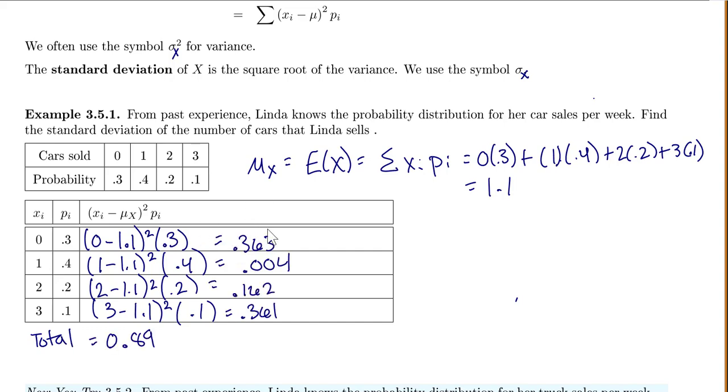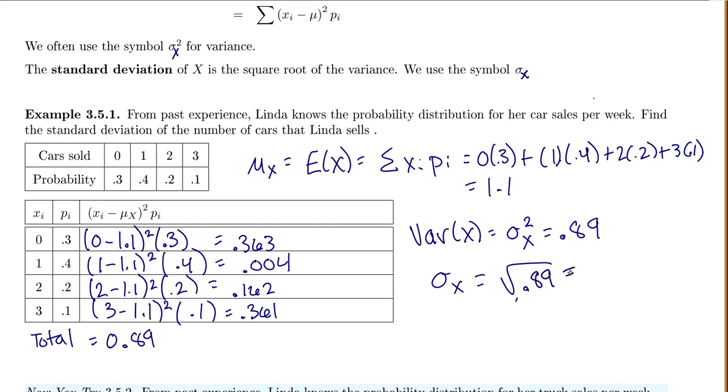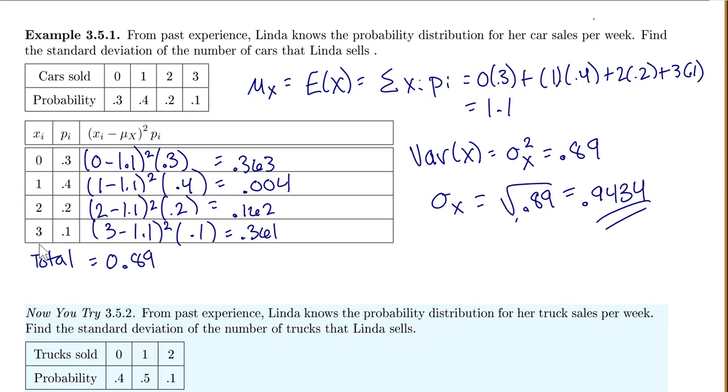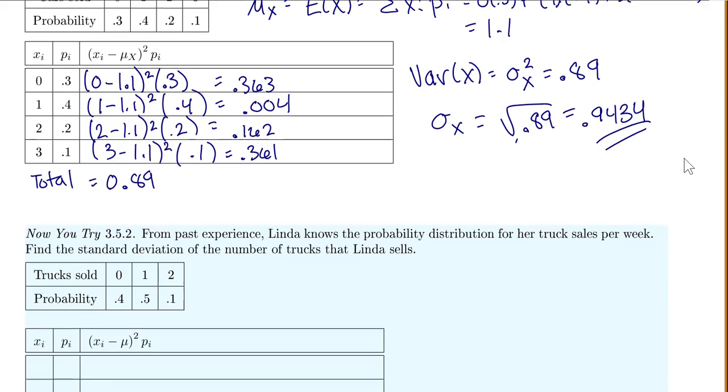So I wrote down here what each one would be, and I added them up to get 0.89. So that means my variance of x, or if you want, we can do sigma squared of x, is equal to 0.89. Now my standard deviation then, and for some reason we don't write SD of x, it's just not a tradition, but my standard deviation of x would just be the square root of the variance. So square root of 0.89 gives me 0.9434. So that's the standard deviation for the number of cars that she will sell per week. And we interpret this just like we do the standard deviation for a data set of numbers. Okay, it's just some way to describe the range of our x values.